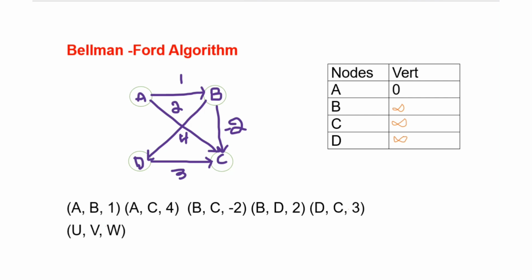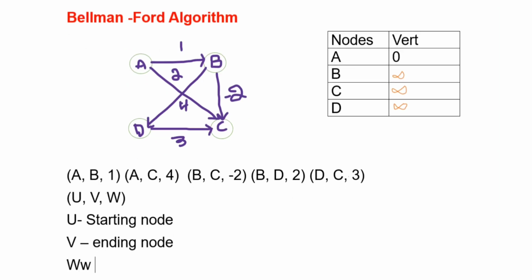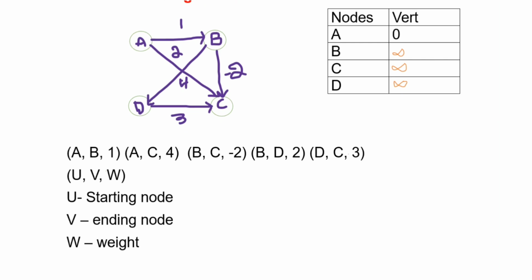Next, the B adjacencies are B to D and B to C. B to C weight is minus 2 and B to D weight is 2. And C's neighbor is C to D, which is 3. This is the graph, and now the edge list.